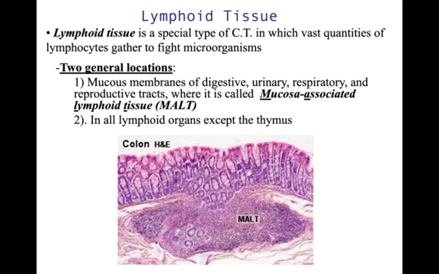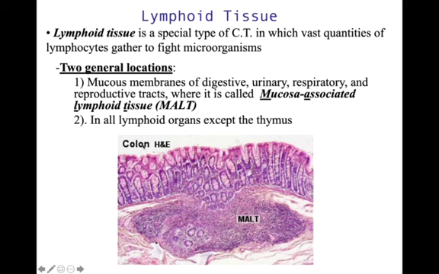The two general locations where you find lymphoid tissue are in the mucous membranes. These are membranes exposed to the outside environment. So the mucous membranes of your digestive system, of your urinary system, of your respiratory system, and your reproductive system. In the mucous membranes of these systems, we call it MALT, mucosa associated lymphoid tissue.